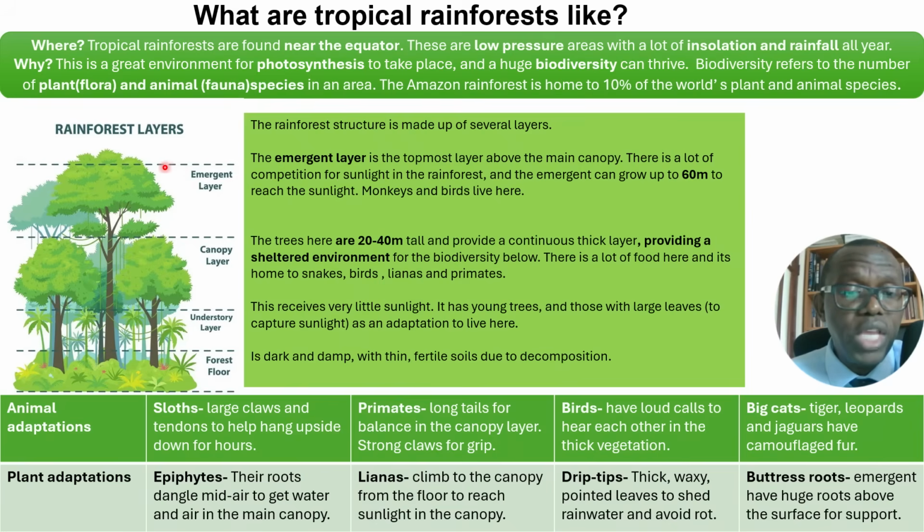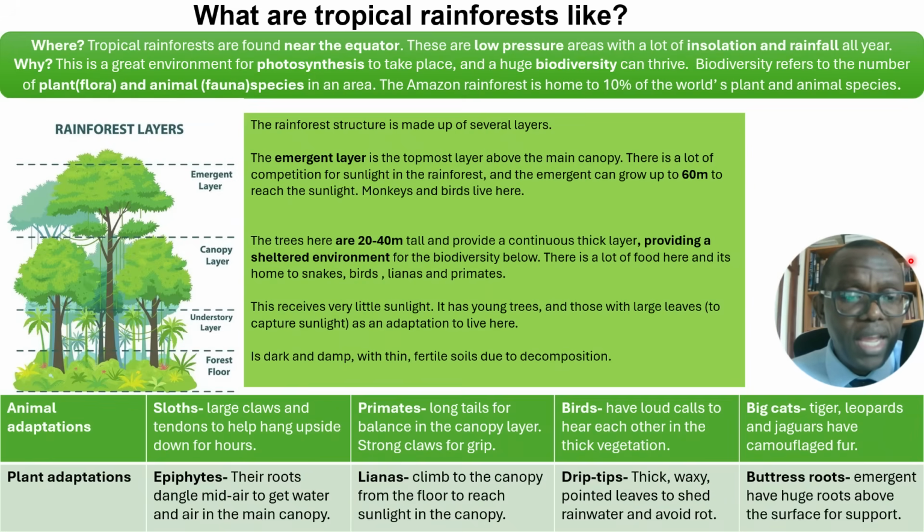Now, the reason they grow to that height is because there is a lot of competition for the sunlight in the rainforest due to the biodiversity that we mentioned earlier. And therefore, they are growing to that height to be able to reach the sunlight. So this layer here is home to monkeys and birds. They tend to live in this particular emergent layer here.